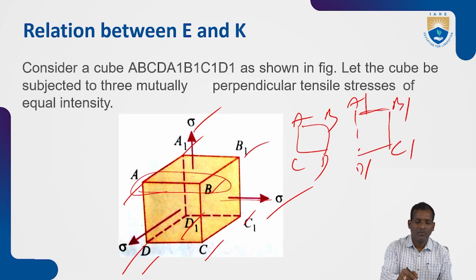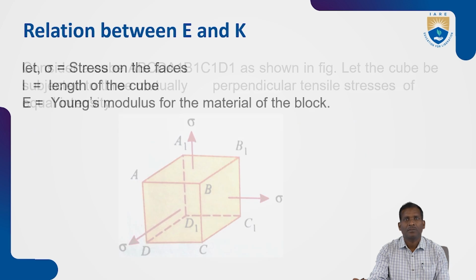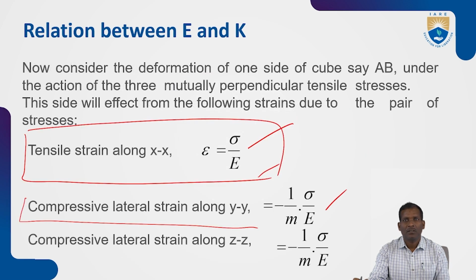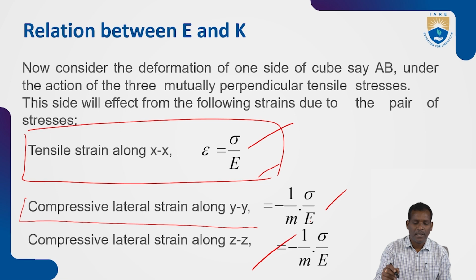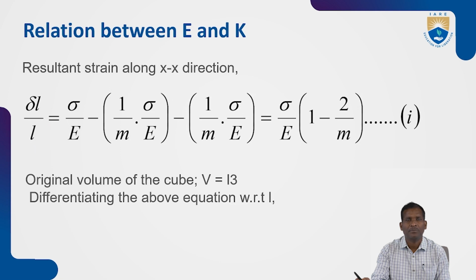In the X direction, Y and Z. In the Y direction, compressed, so the dimension will be reduced. So that's why we use this relation, and then lateral strain along ZZ, that one also 1 by M multiplied with sigma by E.